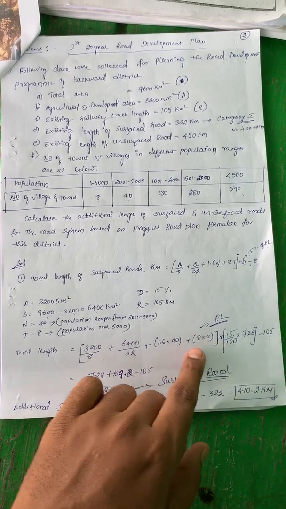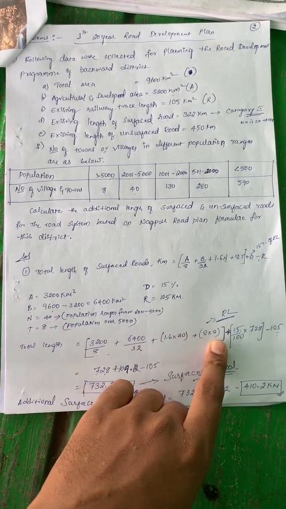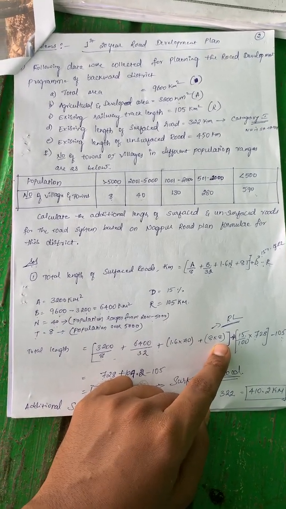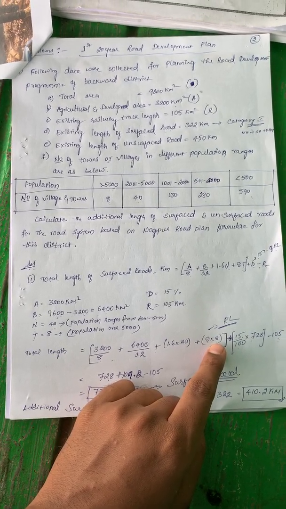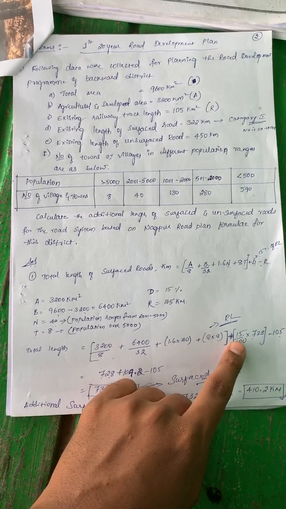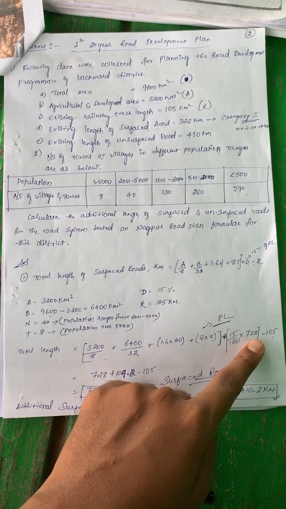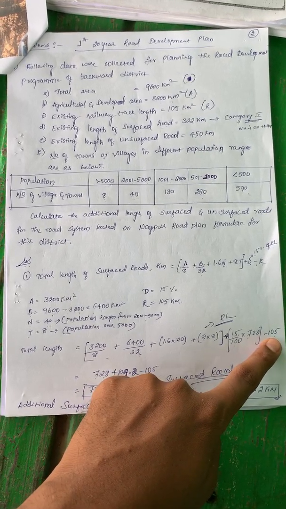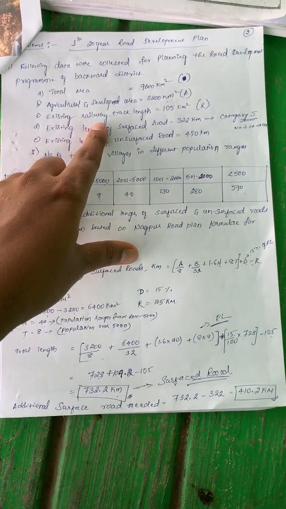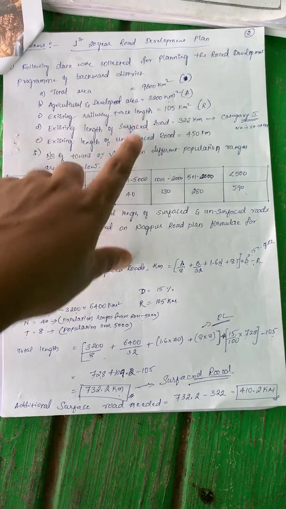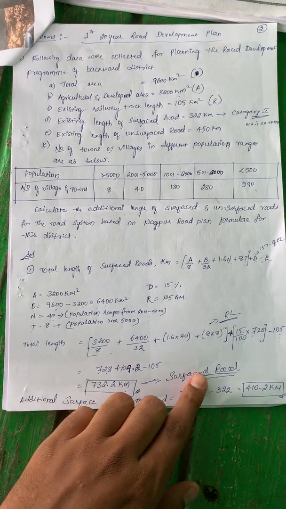After calculating all these things, we will get the total length. The total length is 728 kilometers. For this 728 kilometers, the development allowance should be kept at 15%. For that calculation, 15 by 100 into 728, that is the total road length, minus R, the existing railway length. They have given the existing railway track length as 105 kilometers. So by calculating all the things we get 732.2 kilometers, which is the surfaced road length.